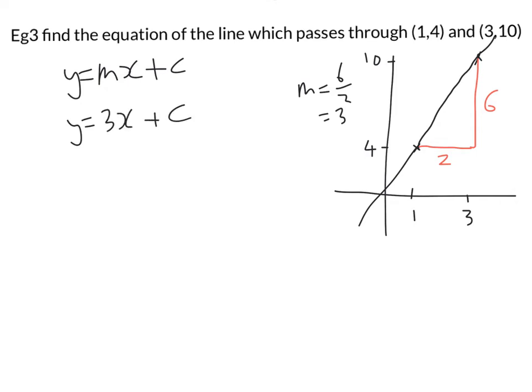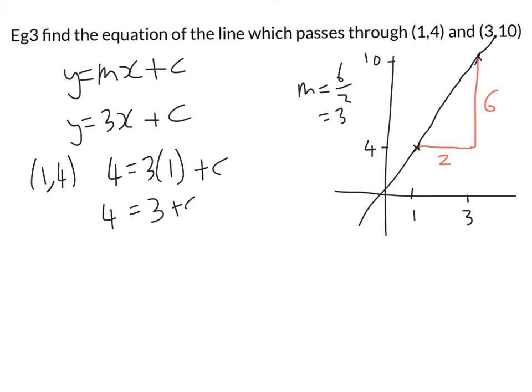And then remember from the other questions, to get the c, you substitute in a point that is on the line. Now these 2 points are both on the line, so you can sub either of them in. I'm going to choose 1, 4, because the numbers are smaller. The y value is 4, and the x value is 1. And that gives you that 4 is equal to 3 plus c. If you take 3 from both sides, you get that c is 1. So y equals 3x plus 1.